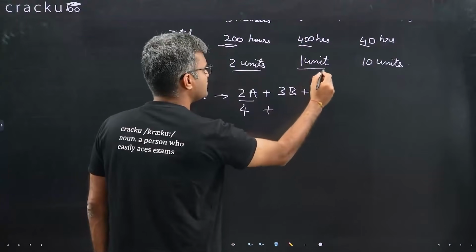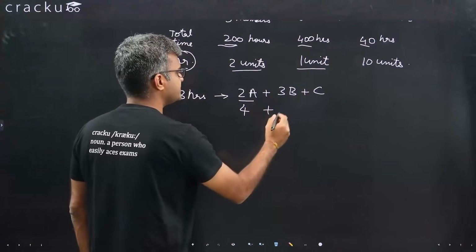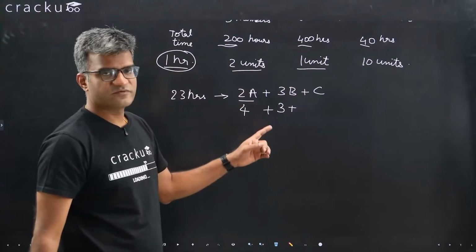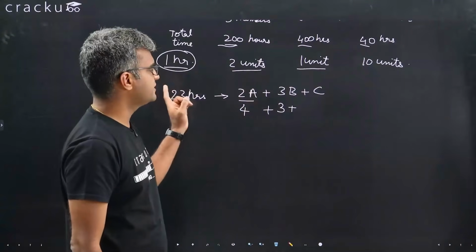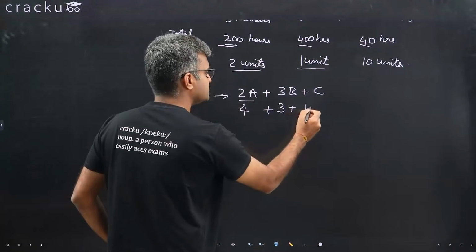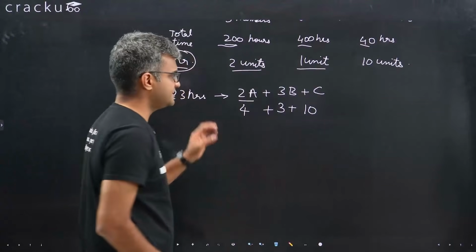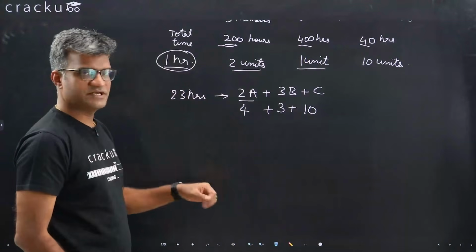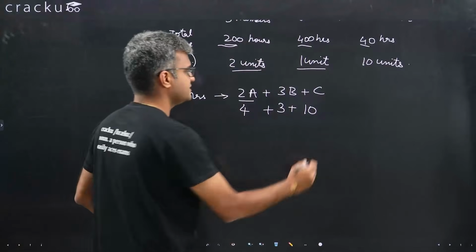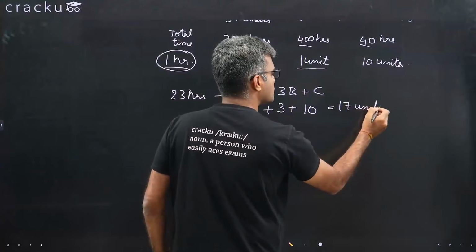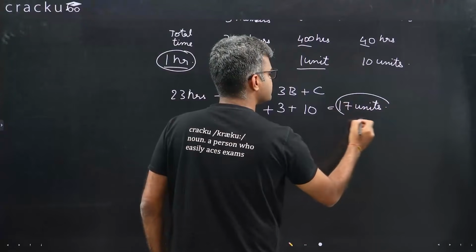Each member of B can do 1 unit of work. There are 3 members, so they do 3 units of work. Each member of C can do 10 units of work in 1 hour. There is only one member of C, so they do 10 units. So in 1 hour, what is the total work that is done? It is 4 plus 3 plus 10, which is equal to 17 units. So the total work done by them is 17 units in 1 hour.